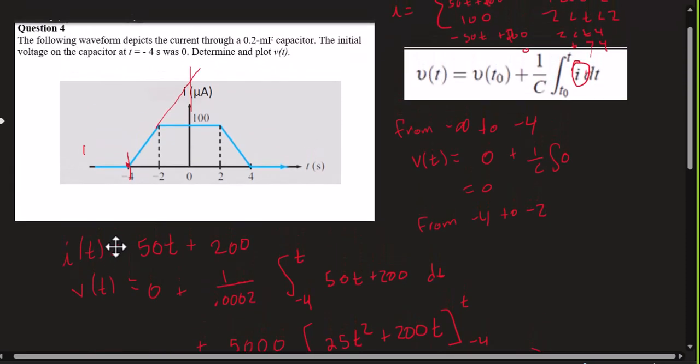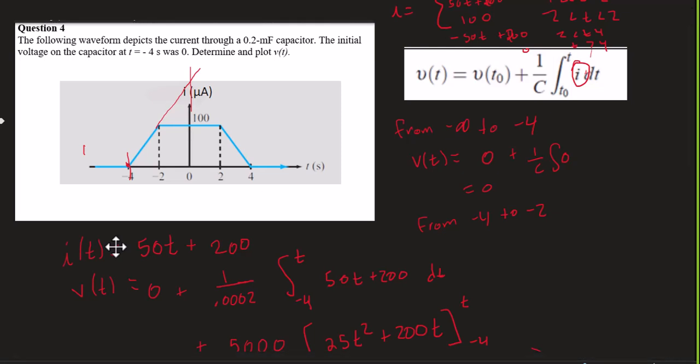If we just graph it and didn't find the equation, could we just use the area under the graph? No, because it's not a number. It's a parabola. The integral of a line is a parabola.